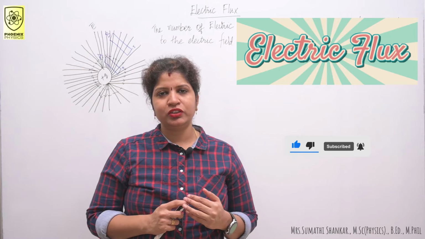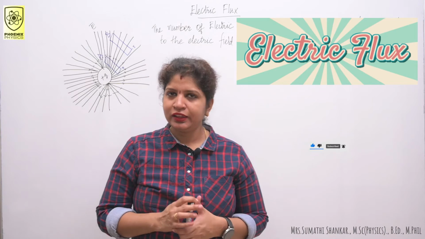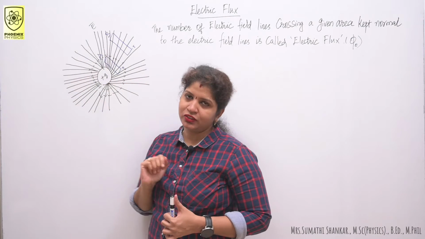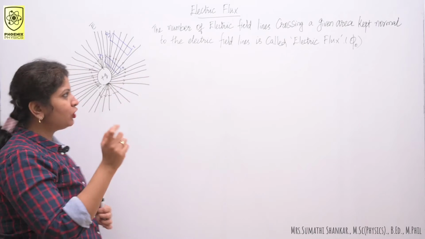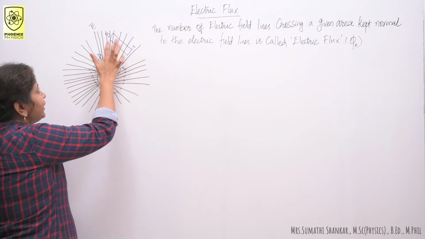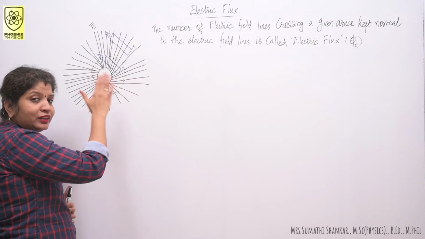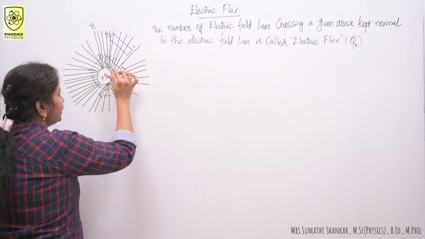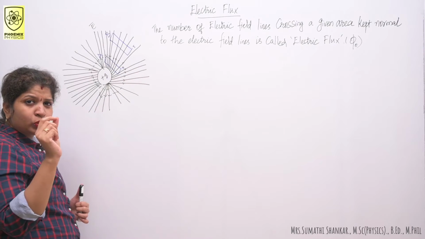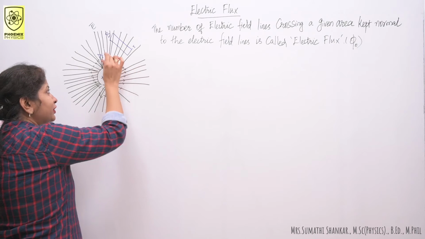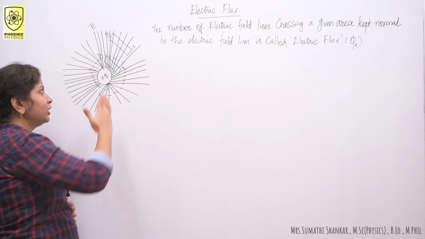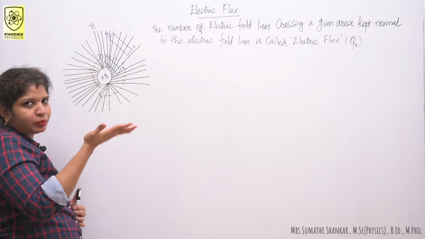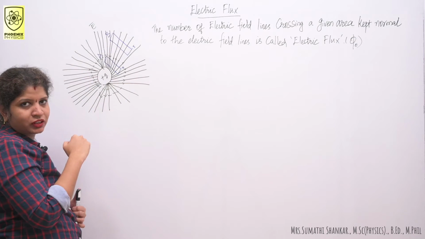Today we are going to discuss electric flux. Here electric field lines of a point charge is given. You know that for a positive point charge, electric field lines are directed radially outward. Here consider two small rectangular surface elements placed normal to the field. Normal means nothing but perpendicular to the field lines.